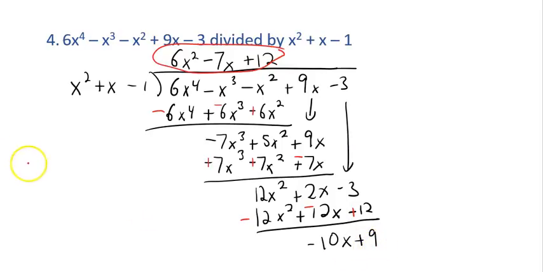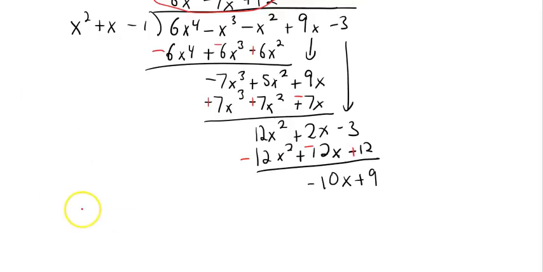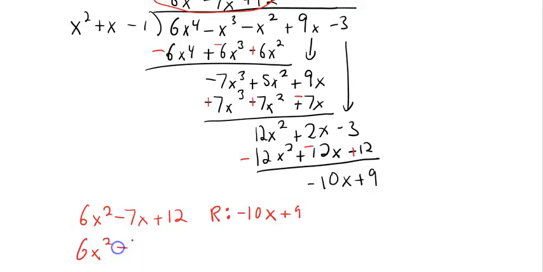And so there's actually 2 different ways that they could write that. They might write that as answer of 6x squared minus 7x plus 12, and then just say an R for remainder, negative 10x plus 9. Or you could write it as 6x squared minus 7x plus 12 plus whatever your remainder is over what you were dividing by.